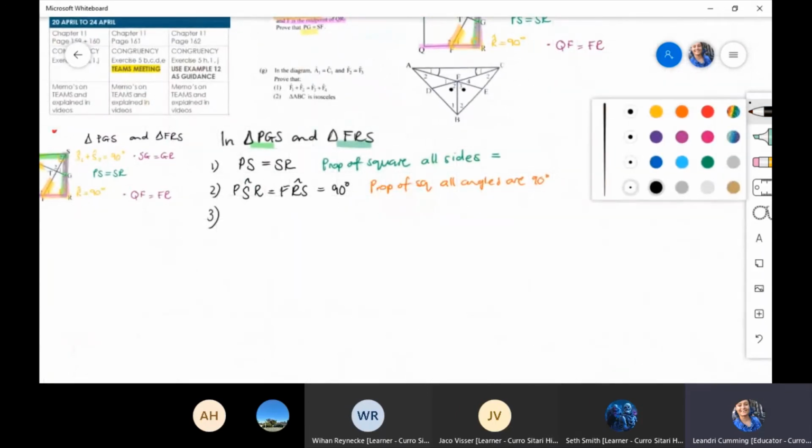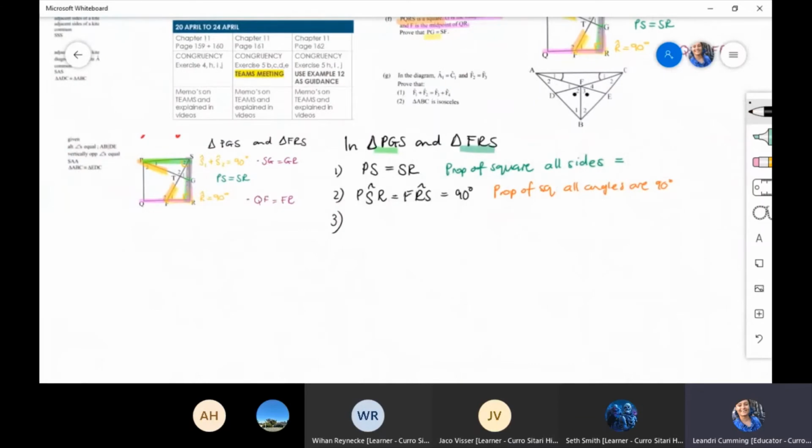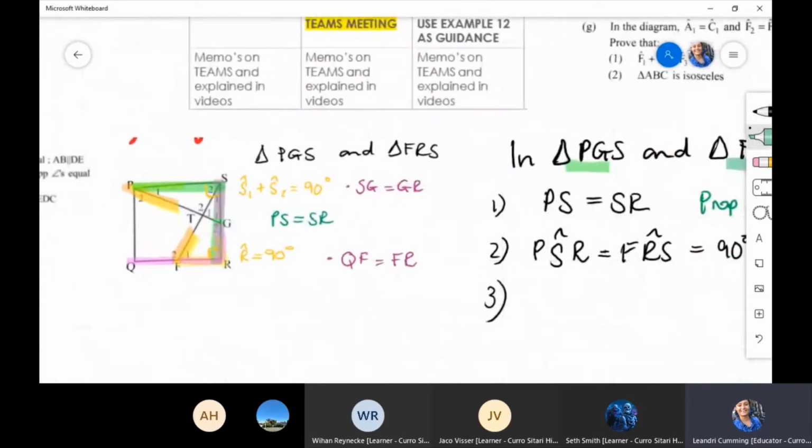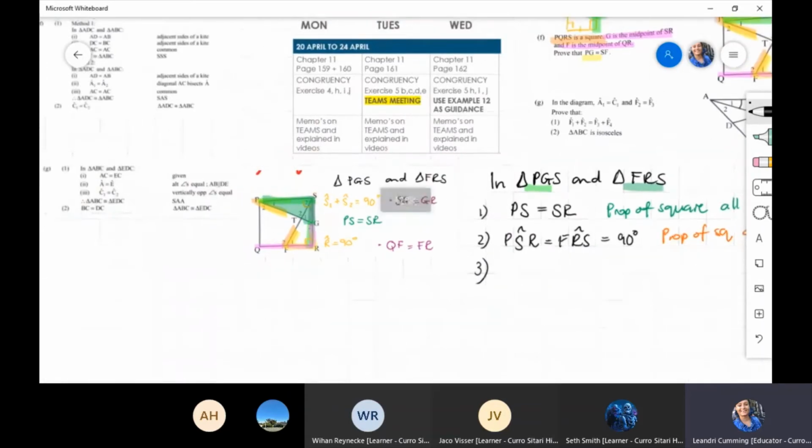Then let's look at that last bit of information that we can use. We've been given that G is the midpoint on SR and F is the midpoint on QR, which we looked at, and that means SG is then equal to GR, which is the base of my small triangle. So I'm going to color it in for you. SG is the base of triangle PGS. So let me get that onto my theory.